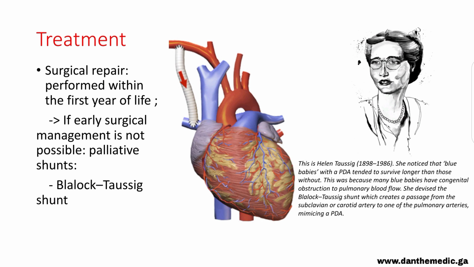Now for the surgical treatment, it's usually performed within the first year of life. But if this early surgical management is not possible, we have to do a palliative shunt, also known as the Blalock-Taussig shunt. On the right side of my slide, you can see the lady that invented this shunt. She noticed that blue babies with patent ductus arteriosus tend to survive longer than those without, and this is because many blue babies have congenital obstruction of the pulmonary blood flow. So she devised the Blalock-Taussig shunt that creates a passageway from the subclavian or carotid artery. On this slide, we can see that it's from the subclavian artery to one of the pulmonary arteries, mimicking patent ductus arteriosus. So kudos to the lady.